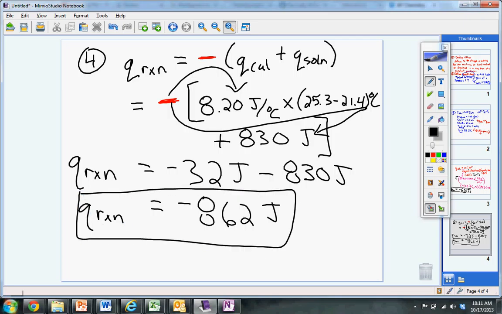Now, does that make sense? Is the reaction again a negative number? Yes, because it's giving heat to the solution. So it's again a negative number. All we did was adjust it based on the calorimeter. So it's going to give off a little more heat than it would have if it was just out in the outside atmosphere. Yep, that's what the question is saying.